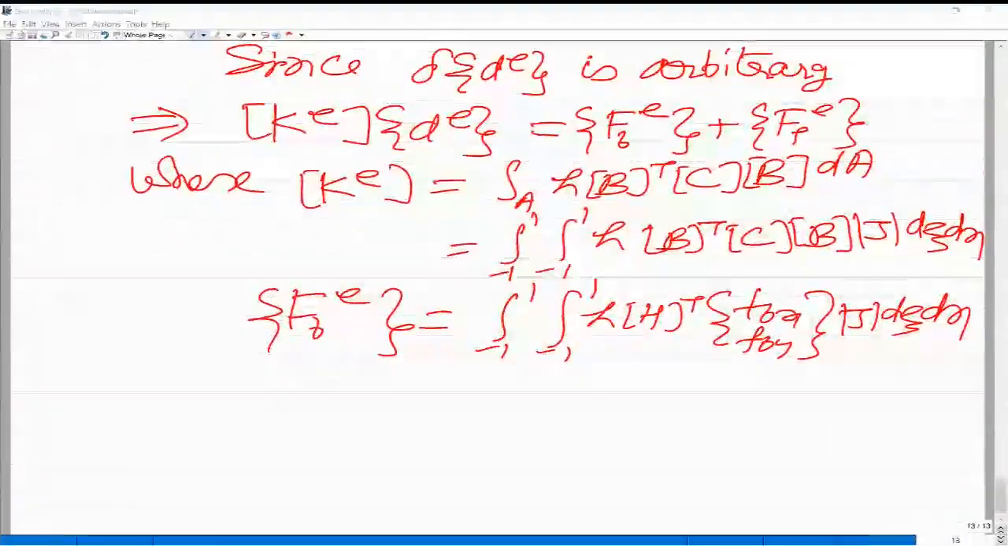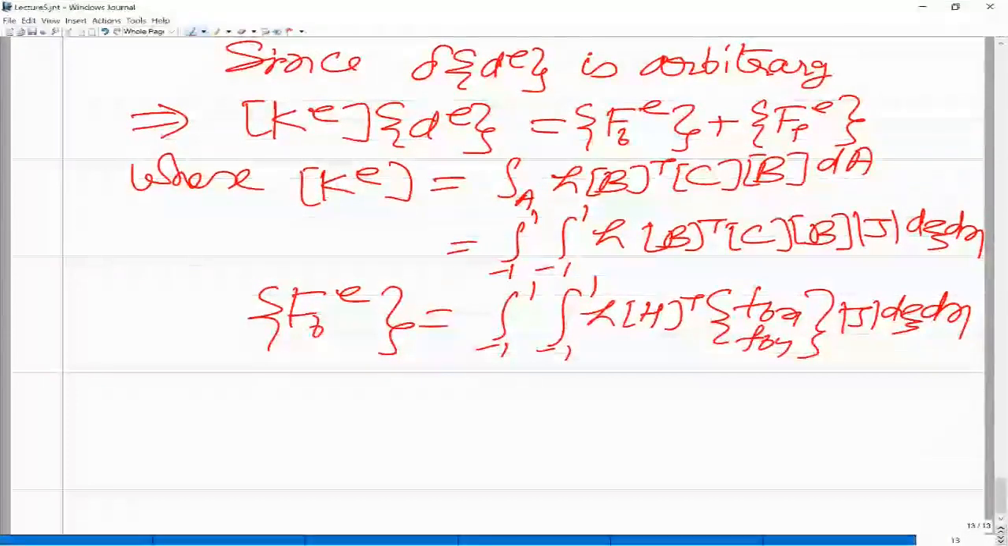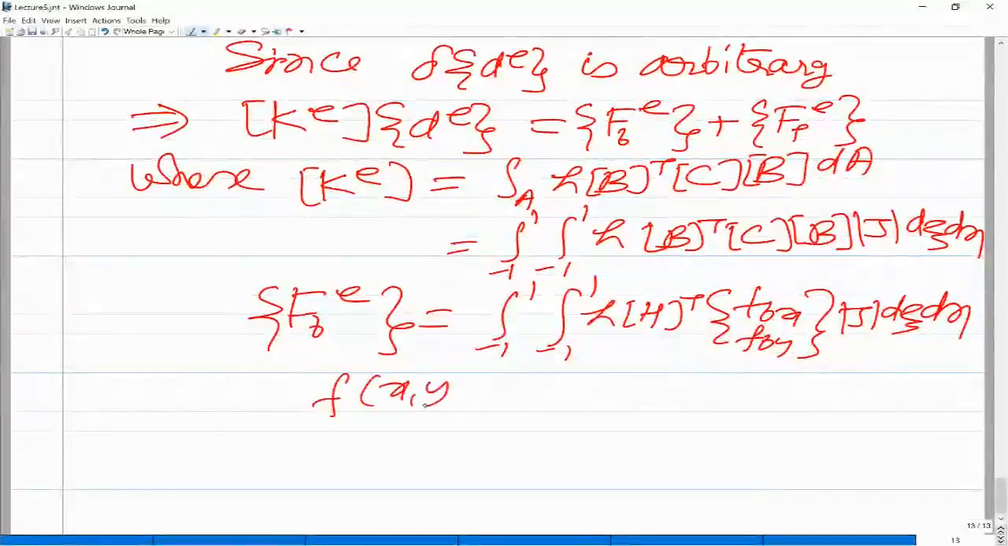I think I have some time, so since you asked that question, let me explain that. Suppose you have some function f, let's say f is a function of x and y, and we want its derivative. Because x, y are related in terms of xi and eta, f can also be expressed as a function of xi and eta.